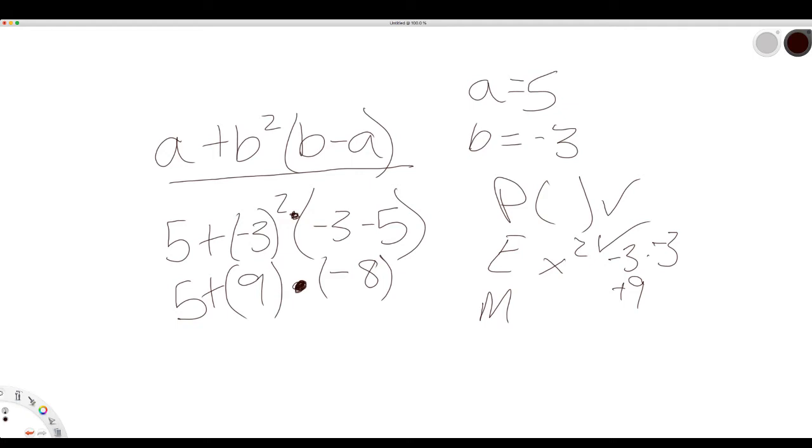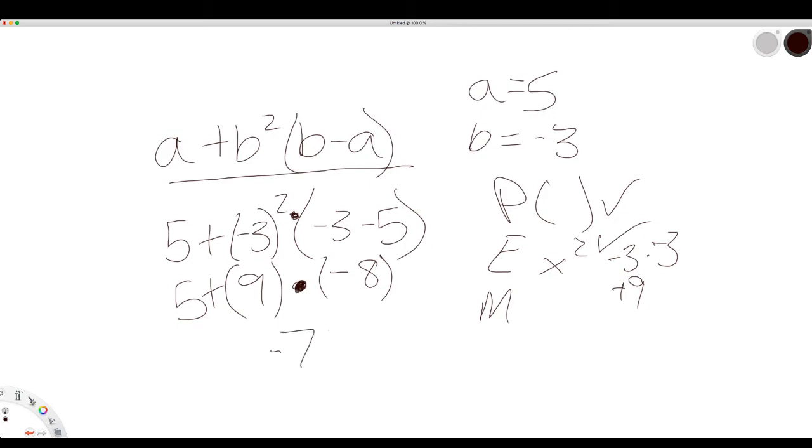So 9 times negative 8. What is 9 times negative 8? Well, if my elementary math serves me right, a negative times a positive is a negative. And let me think just for a second so I can check my work in my head. 9 times 8, I believe, is 72.